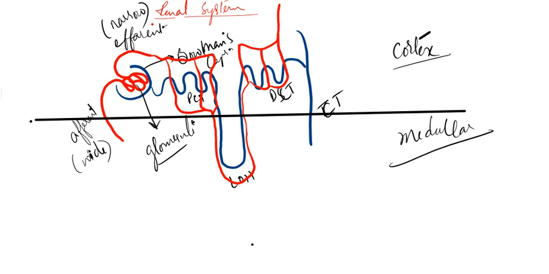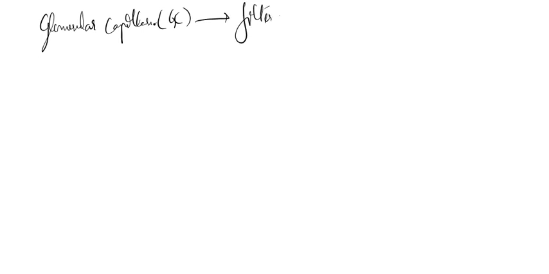Now we will keep this diagram like this and write on a fresh page. The first one is glomerular capillaries, GC. What they do is they filter plasma, mainly by the size of the molecule. After filtration, these filtered substances enter into the tubules.